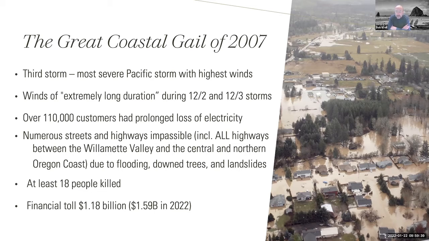The image on the right is Vernonia, which had such severe flooding that they were cut off, and there were actually some helicopter rescues in Vernonia.